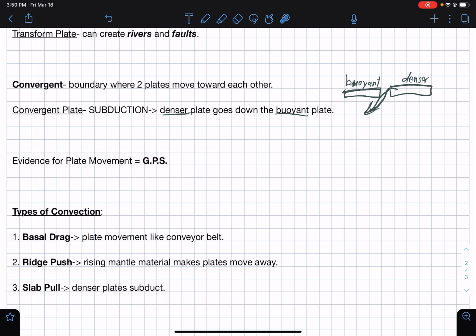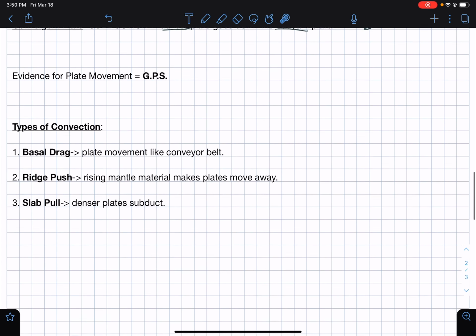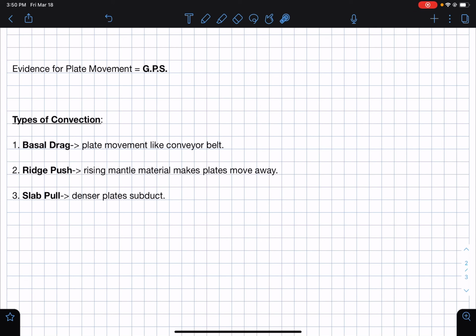Evidence for plate movement, as stated in the previous video, is basically GPS, the Global Positioning System. For the types of convection, we have three. Basal drag, whereas the plate movement is similar to that of a conveyor belt, the one that we usually see in assembly lines in the workforce sector. As for number two, the second type of convection, it's known as the ridge push, whereas rising mantle material makes plates move away. As for slab pull, the last type of convection, this is where we see denser plates subducting.